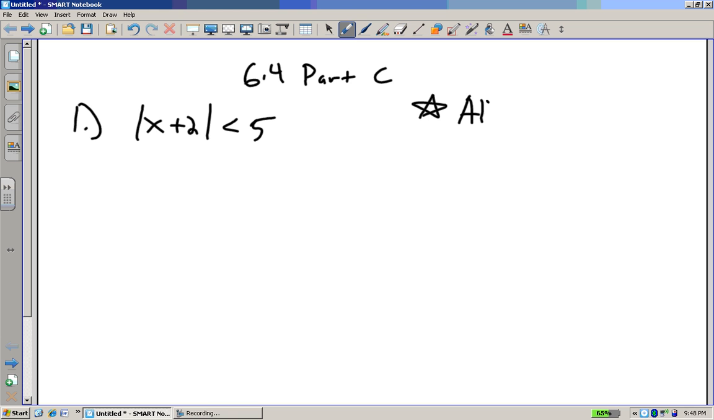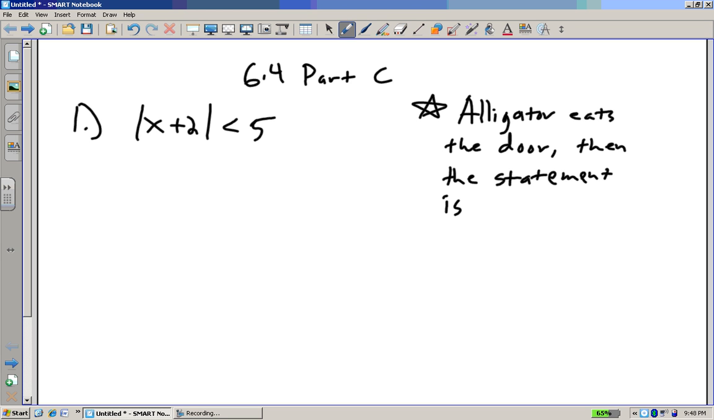So alligator eats the door, then the statement is an or. So granted, if it's not eating the little door, so you can think of the door as this right here, so little door. This is the alligator. If the alligator is eating the door, then the statement is an or. So just a little dumb way to remember that. So if the alligator is not eating the door, there's going to be an and statement.